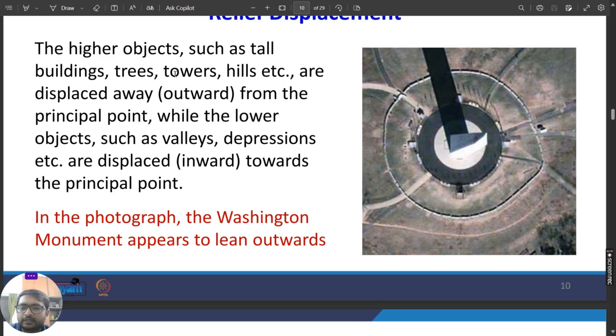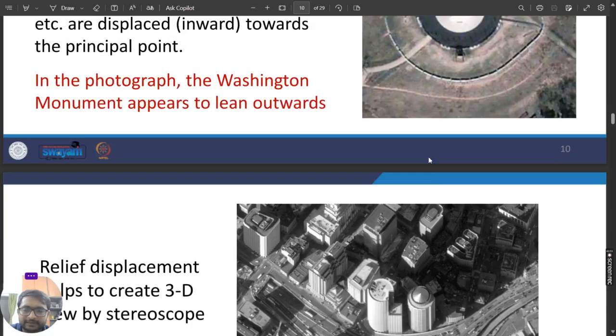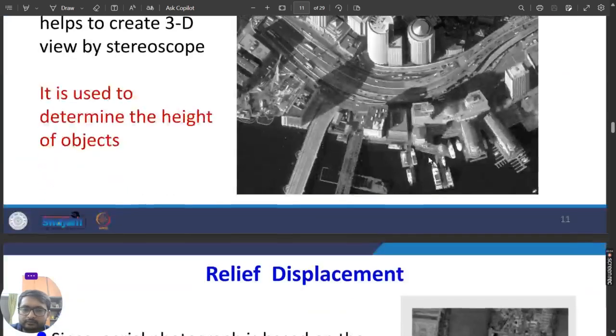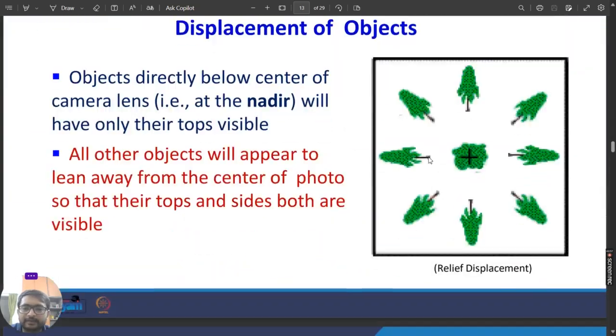So here, if you have anything above the mean sea level or above the terrain, higher objects like trees and buildings, they will be displaced away from the principal point, while lower objects such as valley depressions are displaced inward towards the principal point. You can see here the principal point is, let's say, somewhere over here, so it is displaced outward in this direction, whereas if you have hills or valleys, it will be displaced inside. Using that concept you can find out the height of the object.